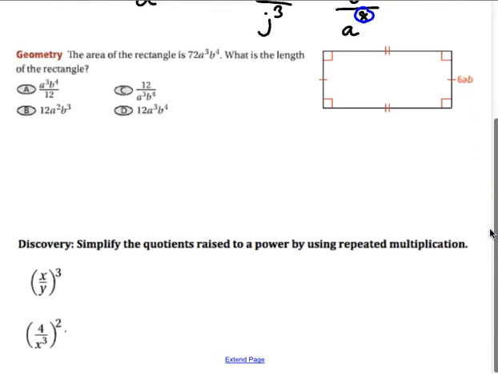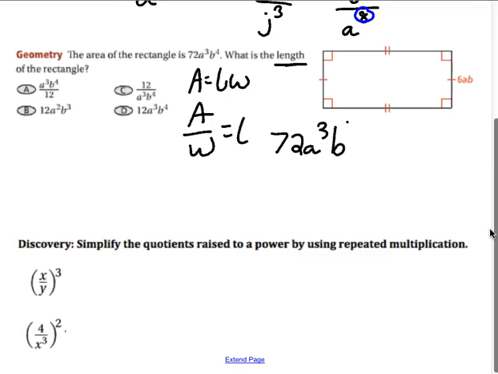So back to another geometry example. The area of the rectangle is 72a cubed b to the 4. What is the length of the rectangle? Well, we've been talking about area a lot. Area is length times width. Well, we want to know the length, okay? Well, if I divide by the W, that's how I get the length. So to get the length, I need to take the area and I need to divide it by the width.